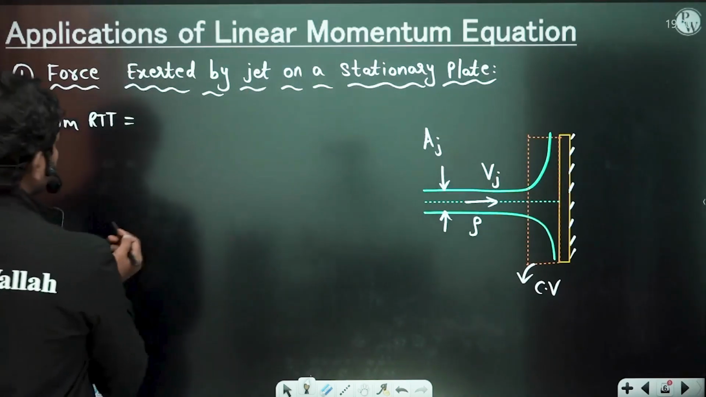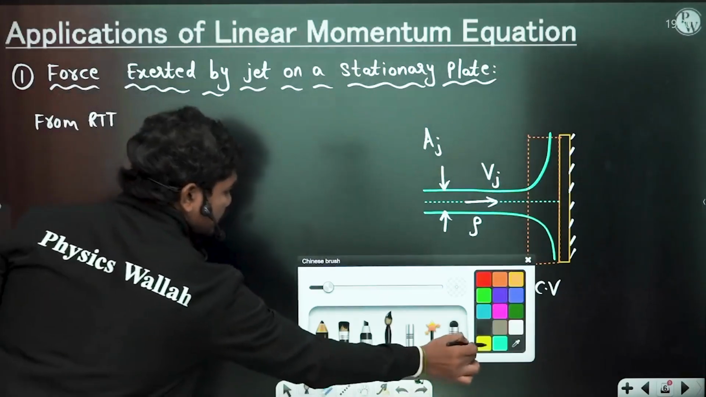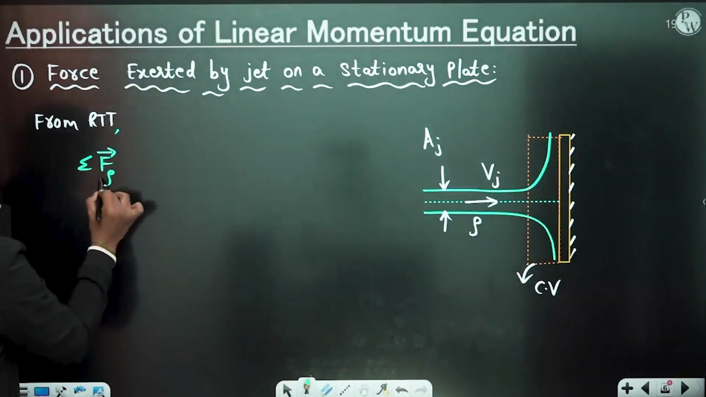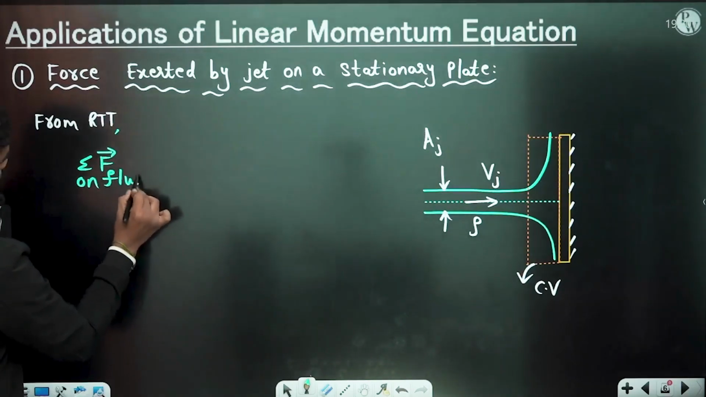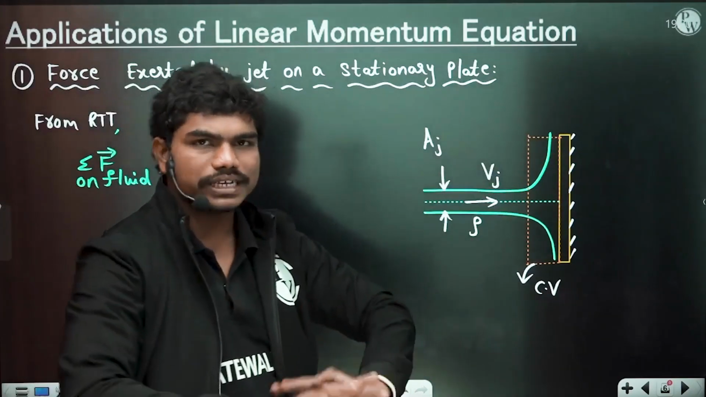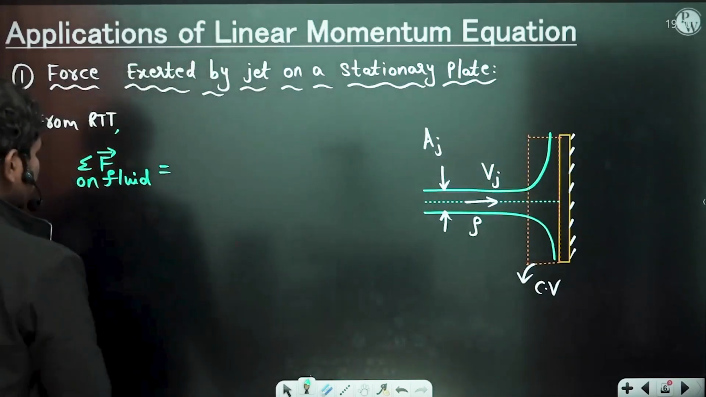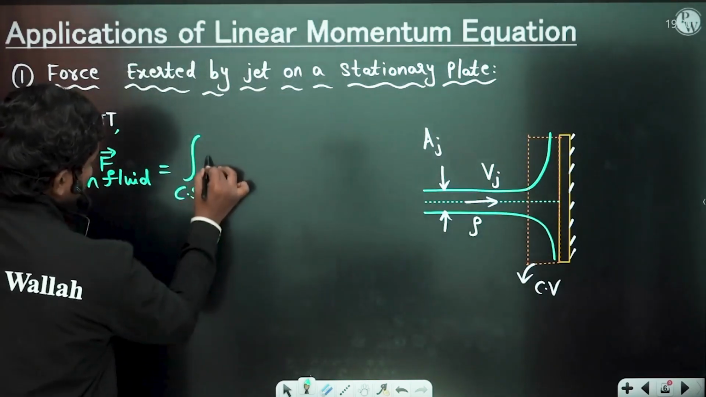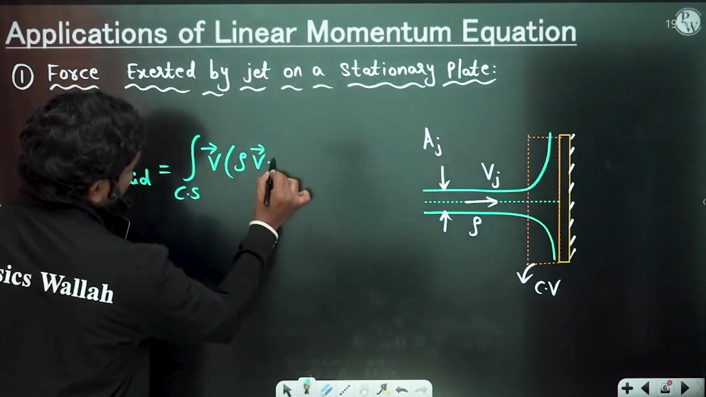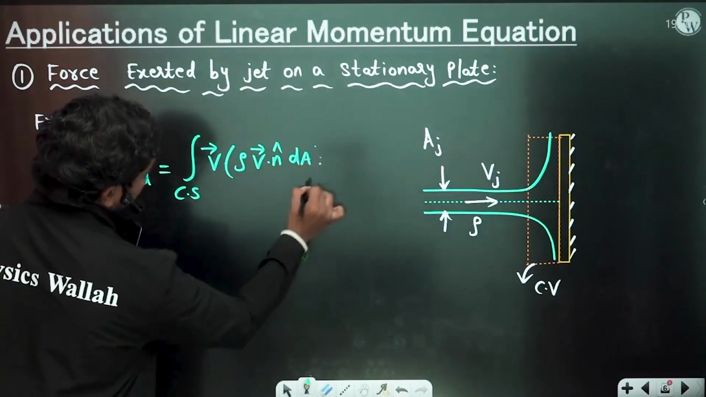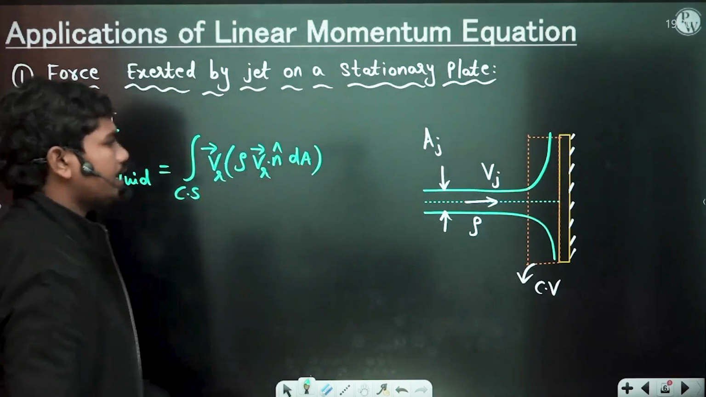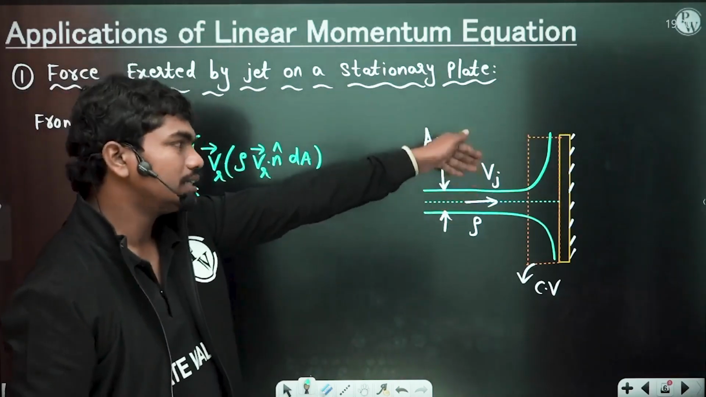From RTT, the Reynolds transport theorem, we know that the net force acting on the fluid, because fluid is my system, is equal to, this is steady state. The jet hits and comes down, so things are not changing with time. So this is equal to the integral over the control surface of V bar times rho V bar dot n cap dA. Of course these are relative velocities, but here the plate is fixed, so whatever the fluid jet velocity is, the same is the VR value.